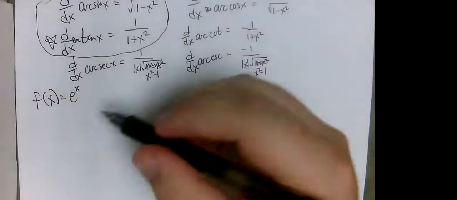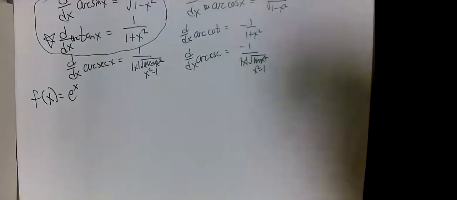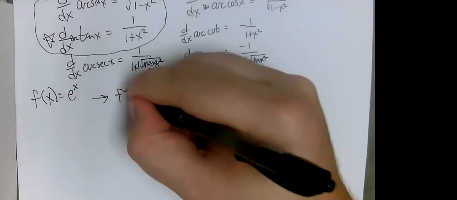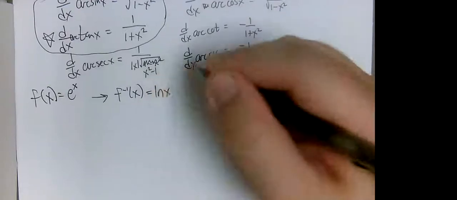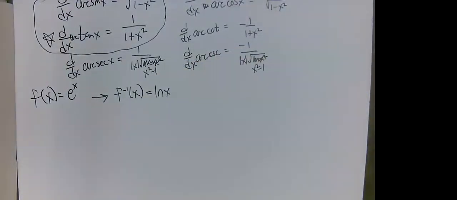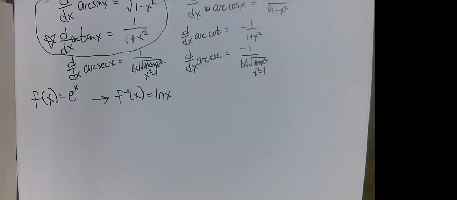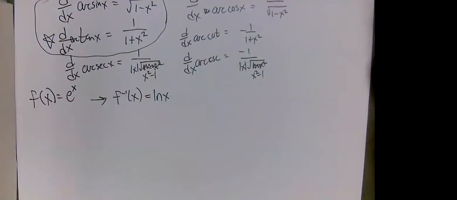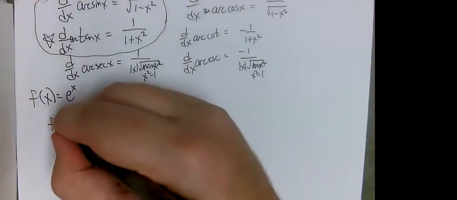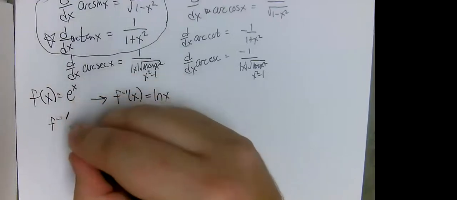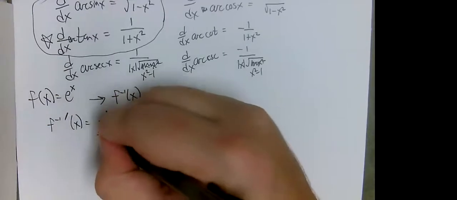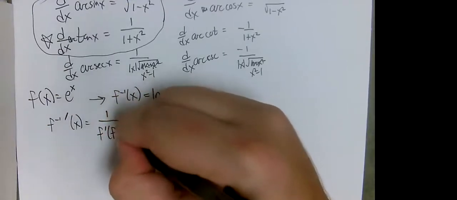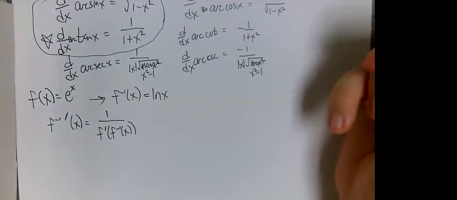All right. So let's say we have f of x is e to the x. Now I want to know what the derivative of the inverse function is. So f inverse of x is ln of x. I want to know what the derivative of this is. Well, I'm going to use the same procedure that I've used for the other derivatives. So if I want to know the derivative of an inverse function, then that should be 1 over f prime of f inverse of x.